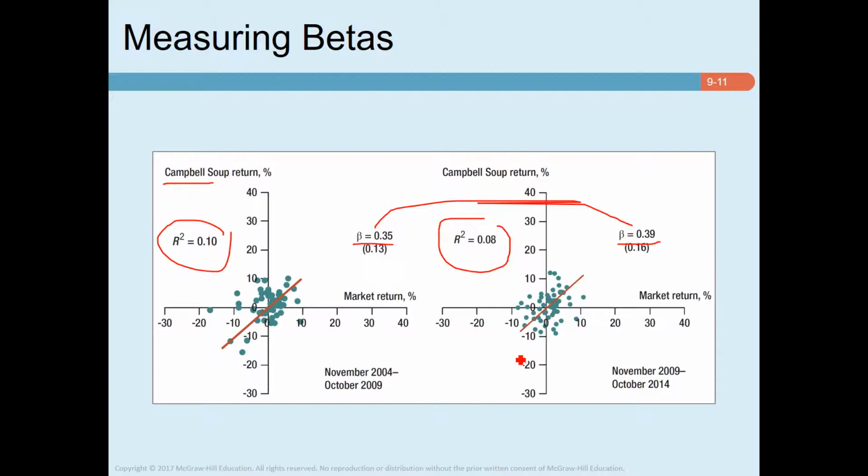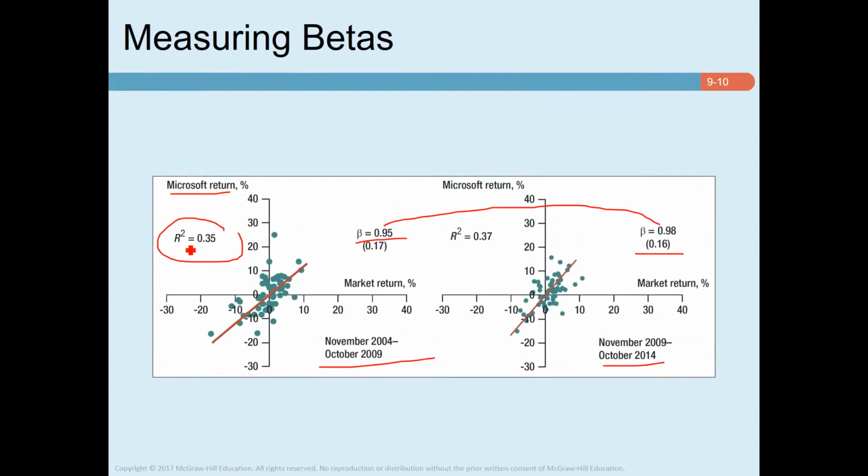R square is called the coefficient of determination. In a regression, R square indicates the proportion of the variation in the dependent variable, which is, say, Campbell Soup in this example, that is explained by the market return. You can see that only a small portion, for example 10% of the variation of Campbell Soup, comes from the market movement. And 35% of the variation in Microsoft comes from the market.